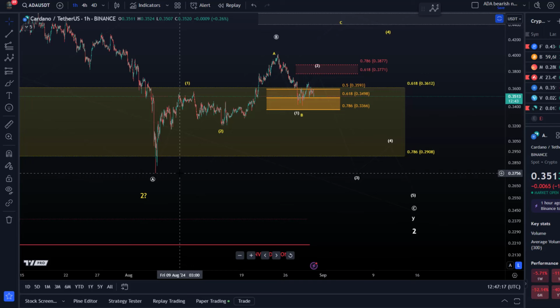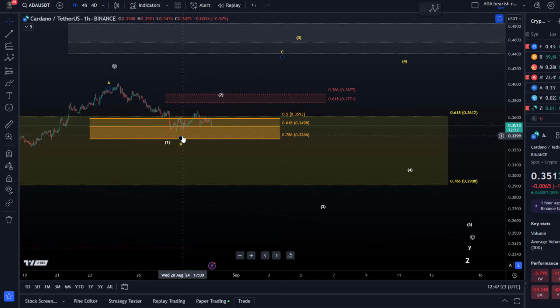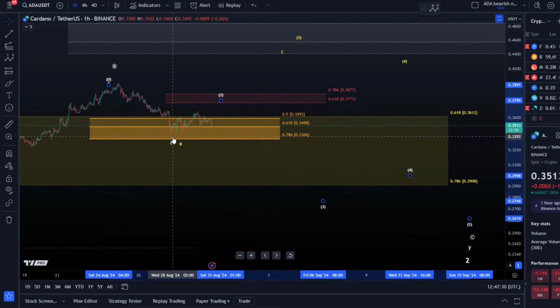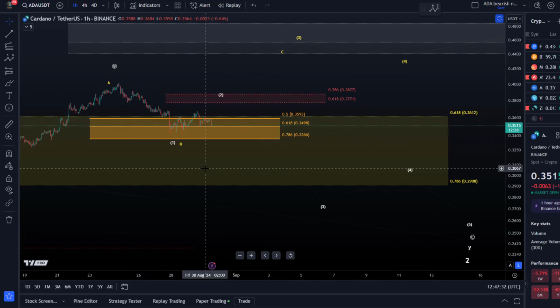Please be aware that the low that has formed here, that was on Wednesday, the rally is only in 3 waves, so it's not clearly bullish. That's the problem here. So that's the update about ADA.